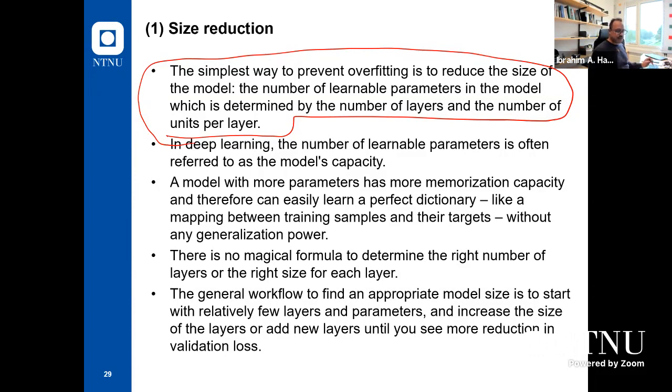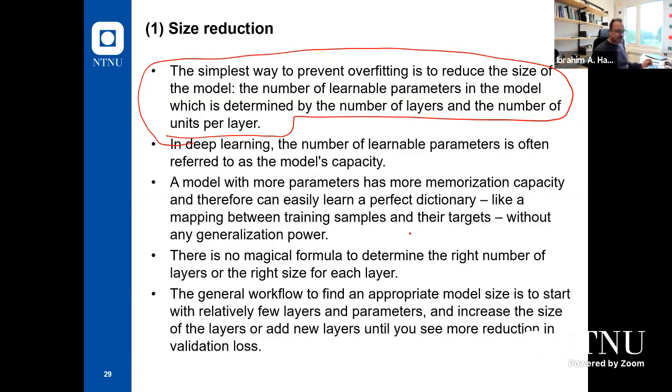So in deep learning, the number of learnable parameters is often referred to as the model capacity. A model with more parameters has more memorization capacity, in fact, and therefore can easily learn a perfect dictionary-like mapping between training samples and their targets. So when your model is really very complex, when it has higher trainable parameters, it will be more capable of memorizing the data set instead of learning it.